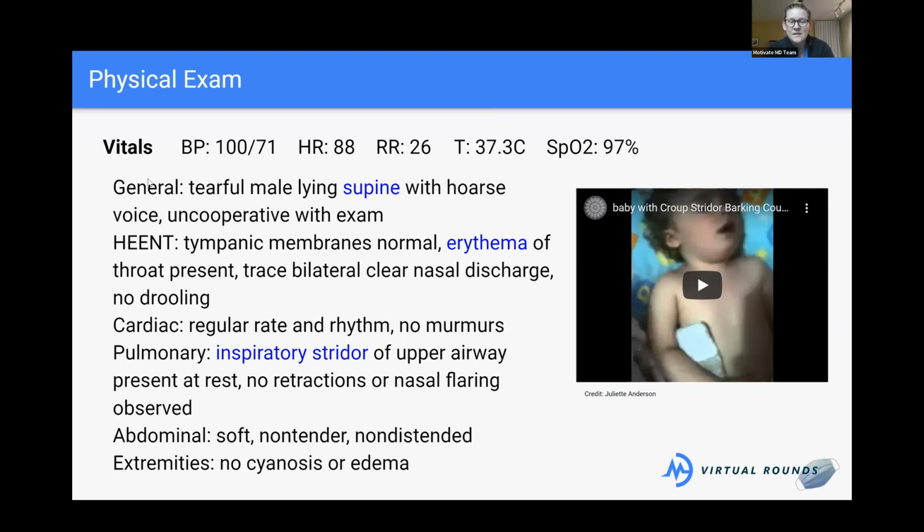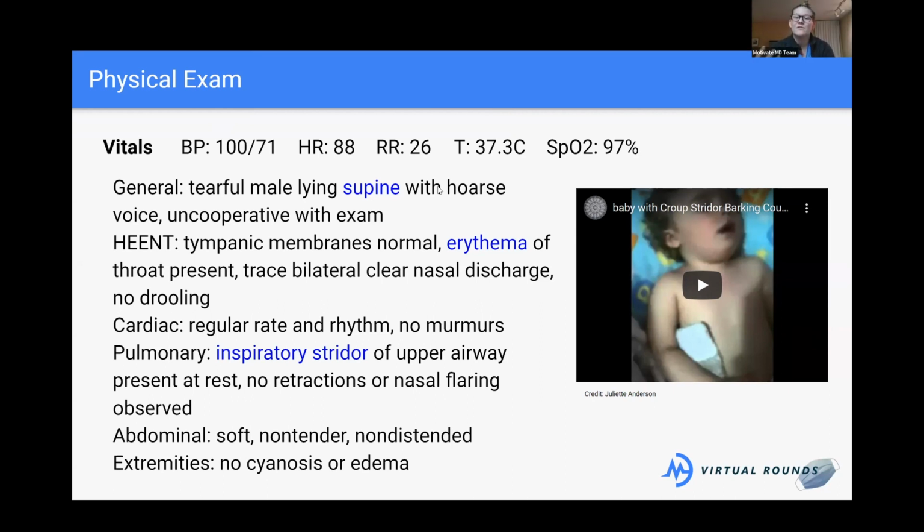Next, into the physical exam. So just a couple highlights here. He's not happy. It's 3 a.m. and he's in the ER. So he's crying. He's laying supine. Does anybody know what position that is? Supine. Laying on his back? Yeah, exactly. Laying on his back.